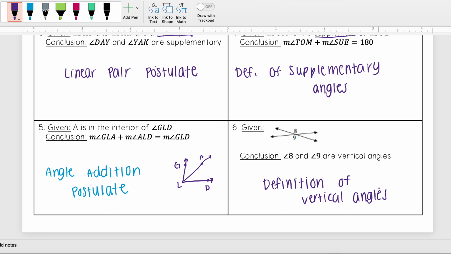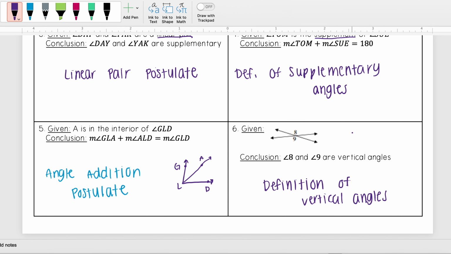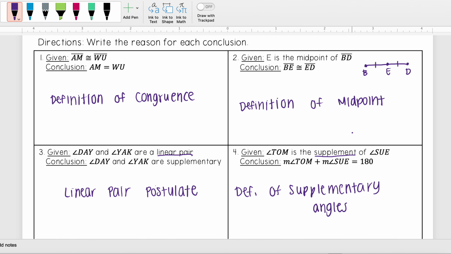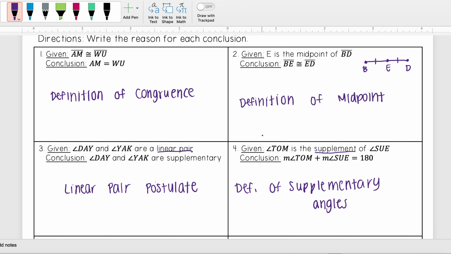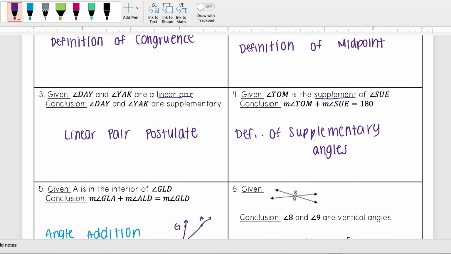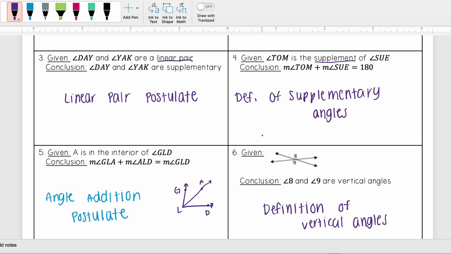So a lot of these reasons are going to be the same reasons that we use in proofs, and you'll see in the next video. So it will be good to have these on hand just to see some examples of when you'll use these reasons, because you will see this a lot in the coming unit.